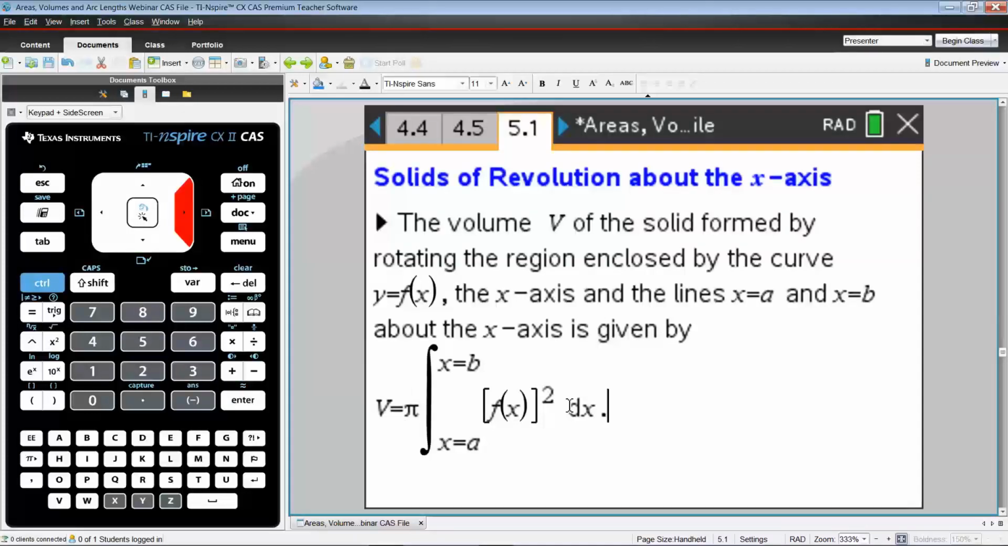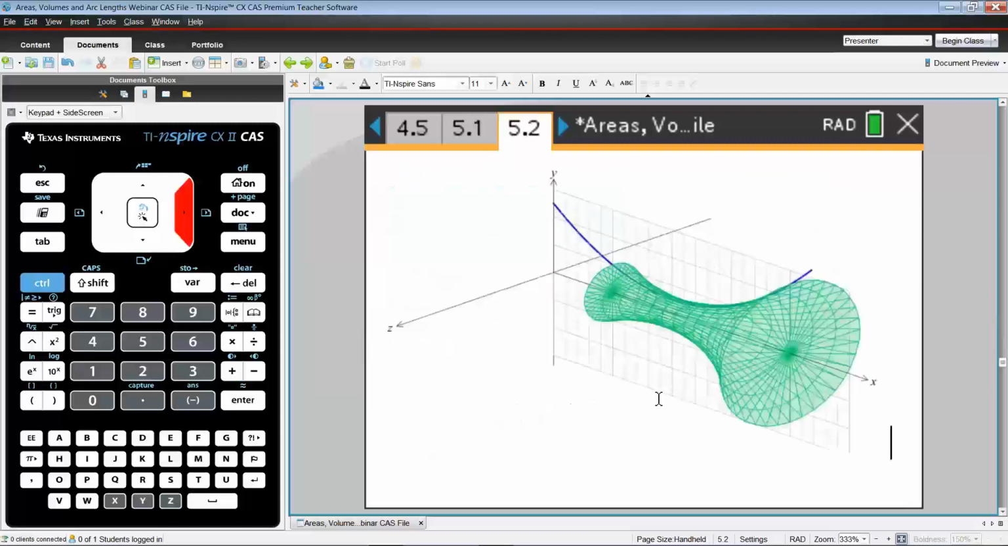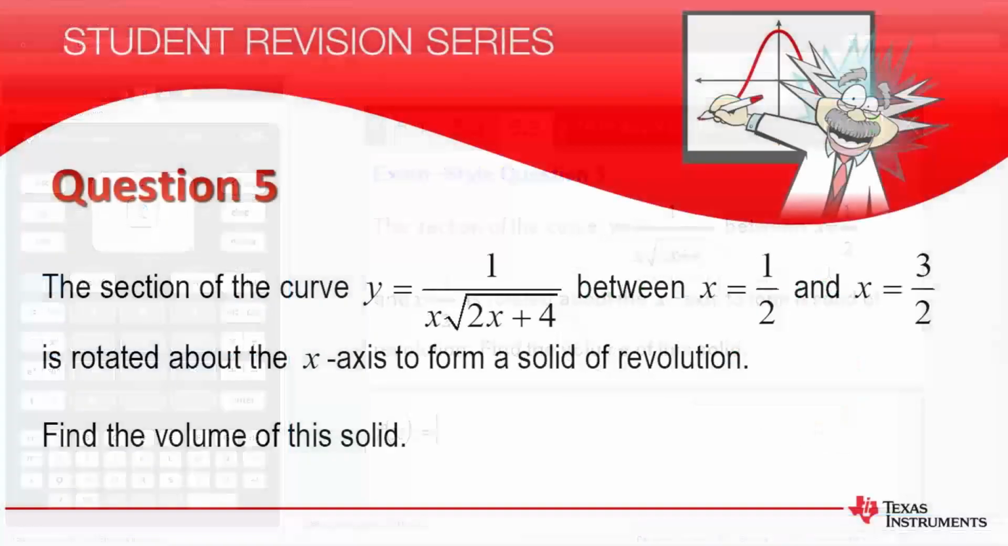The volume of that solid is given by this integral: pi times the integral from x equals a to x equals b of the square of the function with respect to x. This is one of the applications of integration that we learn about in specialist maths. This is what one of these solids typically looks like. This blue curve is a parabola, and this green solid is what you get when you take that parabola and rotate it about the x-axis. You get some really interesting shapes and curves with this topic, which makes it all the more exciting to study.